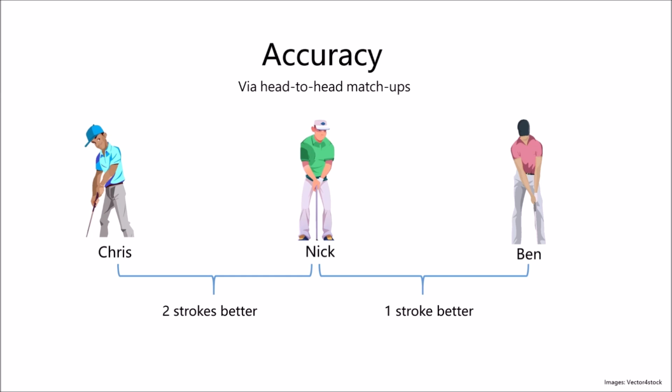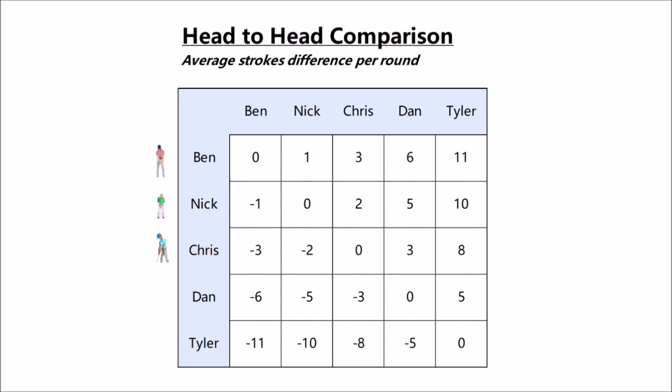Given the data we have, how could we rank order these players? Pretty easy, right? If Chris is 2 strokes better than Nick in head-to-head matches, and Nick is 1 stroke better than Ben, it doesn't take a rocket scientist to figure out that Chris is 3 strokes better than Ben. Using this basic concept, we can link all these players together in a matrix. For this, we added a couple other players, Dan and Tyler.